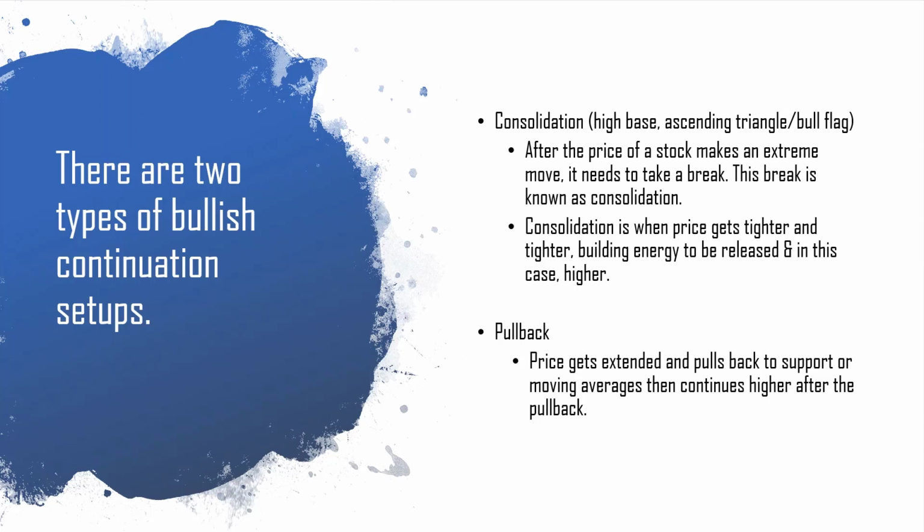Now a pullback is slightly different. A pullback is after a certain level is broke, it goes higher and then pulls back to that level, offering an entry, and then you could ride it for the next leg higher. Typically, the reason the pullback happens is because on entry, a bunch of traders get in, they're looking for that quick pop up, and it is pulling back as they took profits, and now it's offering another chance for other traders to get in and ride it higher.